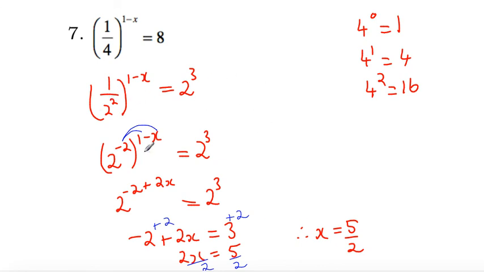As I said, the key is to always get the bases the same first. A lot of the time, if you choose prime numbers as your base, that will make it easier. It doesn't have to happen 100% of the time, but a lot of the time, that's the easiest option.